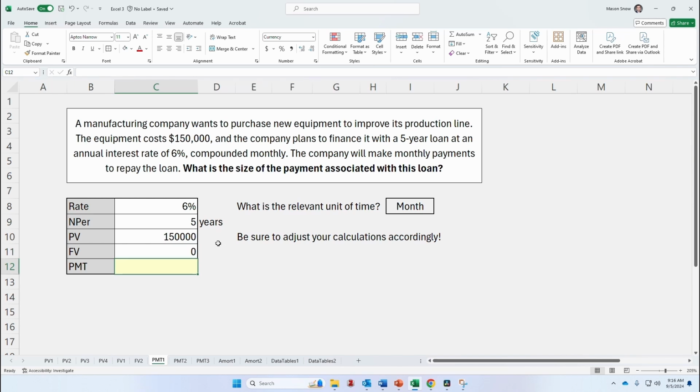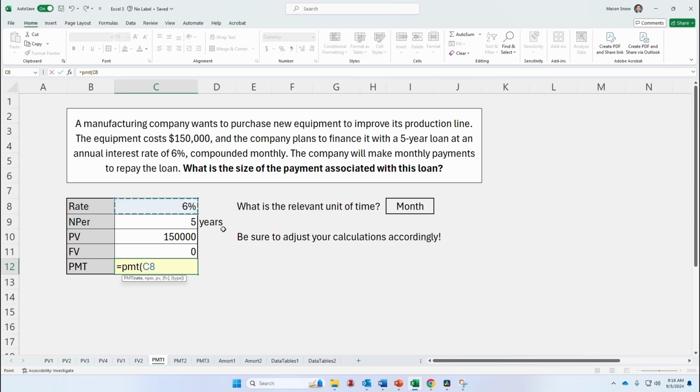We can then calculate the payment by typing equals PMT, open parenthesis. Now, I realize that I haven't given you an example of this yet, but you're familiar with all these parameters. I want you to pause the video now and try to get the answer on your own. Just remember to take into account the fact that these are monthly payments.